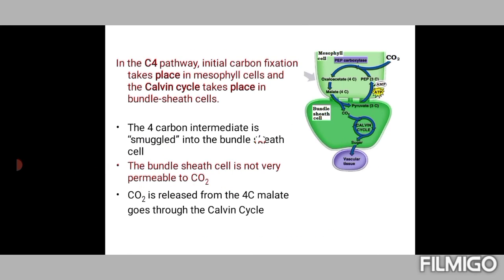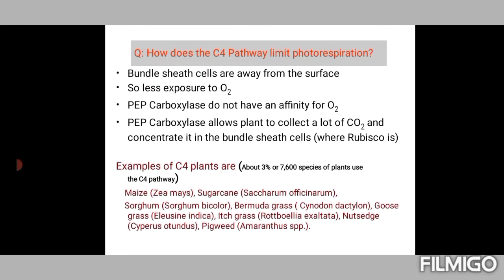And this is actually a 4-carbon intermediate smuggled into the bundle sheath cells. That's what we see here. And the Calvin cycle takes place inside bundle sheath cells so as to release carbohydrate, like this. And the C4 pathway limits photorespiration.